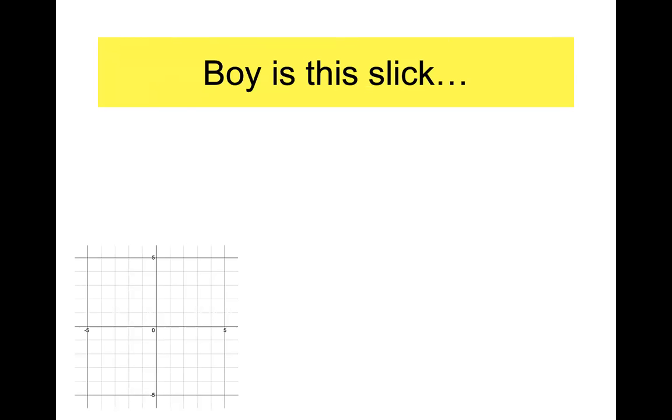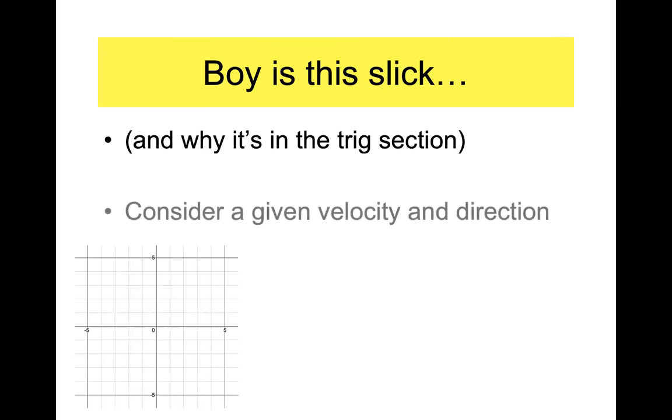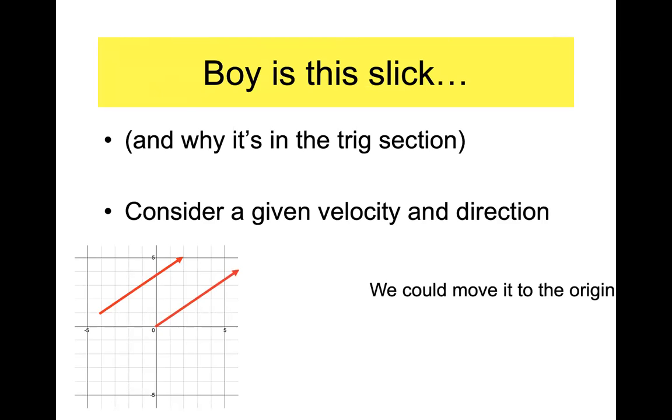This is a pretty slick process. I'll explain it to you real quick. This is also why it's in the trig section of the pre-calc book. Once again, I'm going to give you its magnitude and its direction. And if we think of that visually as a vector, remember we can yank this vector, lift it up, and place it back upon the origin. That would be its position vector right there. Gives us a nice little triangle.